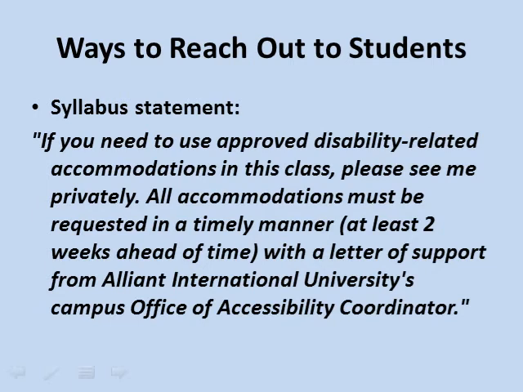Another way to reach out is by a syllabus statement, which this is the one that we use here at Alliant, which reads, if you need to use approved disability-related accommodations in the class, please see me privately. All accommodations must be requested in a timely manner, at least 2 weeks ahead of time, with a letter of support from Alliant International University's Campus Accessibility Coordinator.